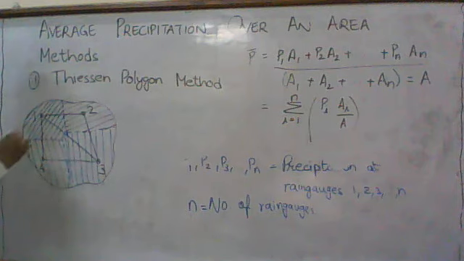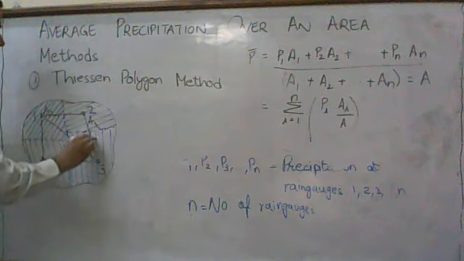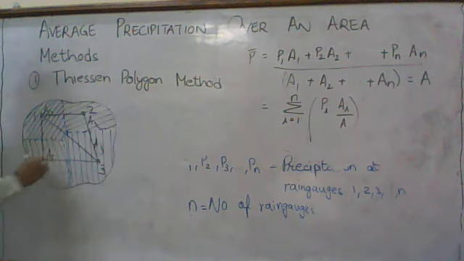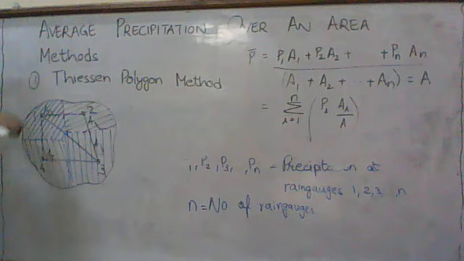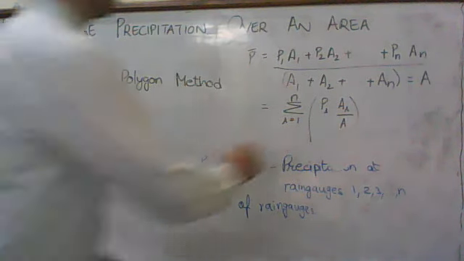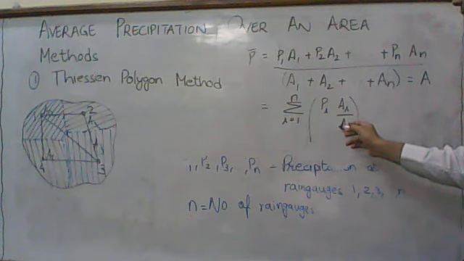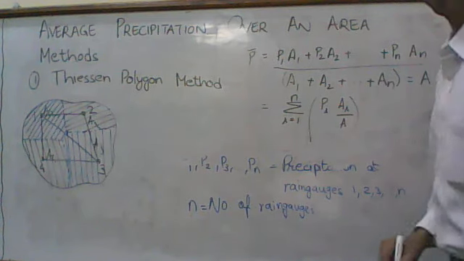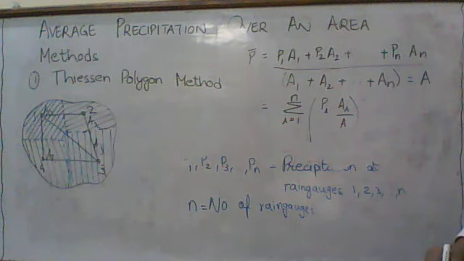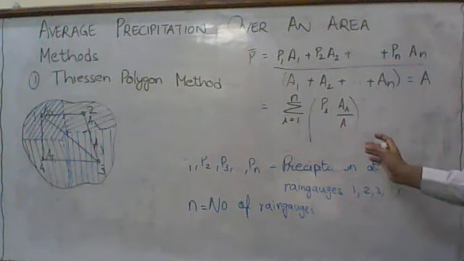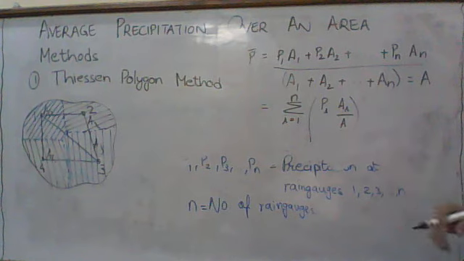Now you see here, in this case, this is the total area of the catchment. Suppose this area is A1, this area is A2, this is A3, and this is A4. So what will be the total area? A1 plus A2 plus A3 plus A4. So that is what is written over here. This is the total area A, capital A, and it can be written over here as well. Okay. So this is how you will calculate the average precipitation using the Thiessen polygon method.